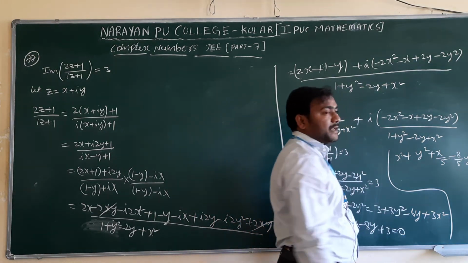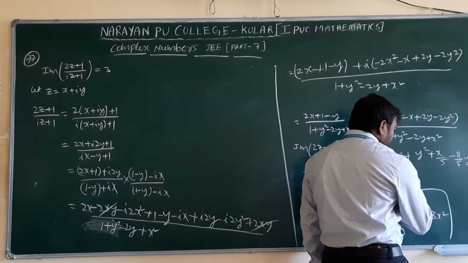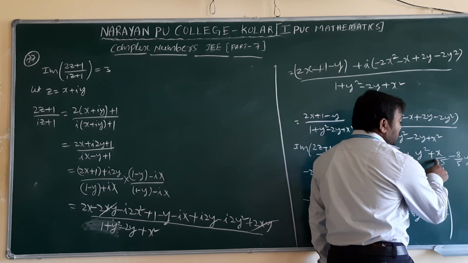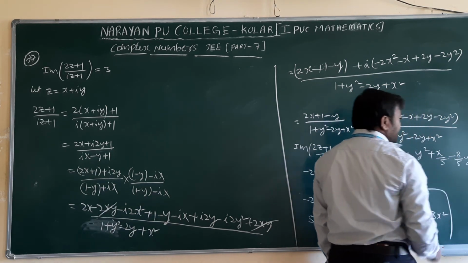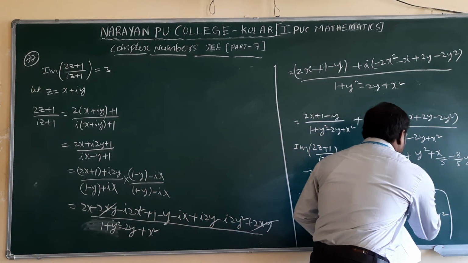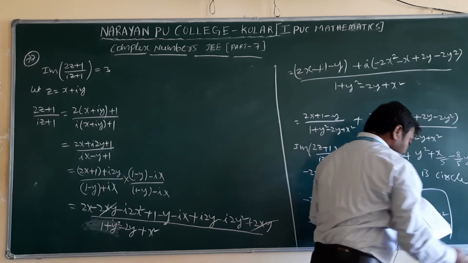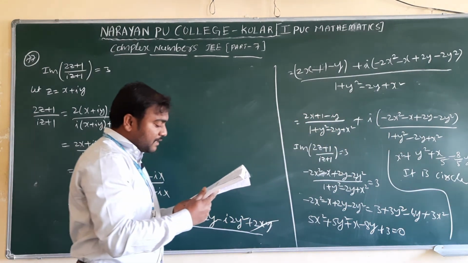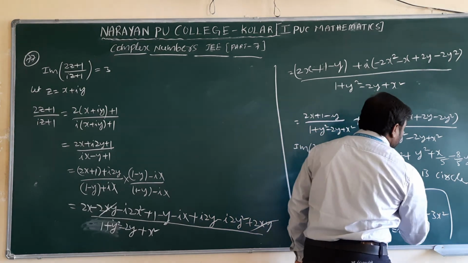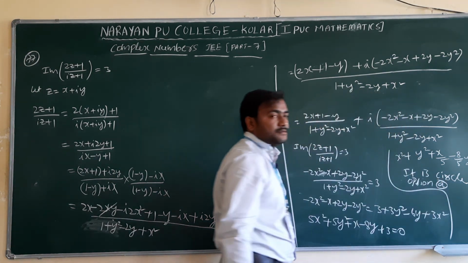If the center is (-g, -f), the general equation is x² + y² + 2gx + 2fy + c = 0. So it is a circle. Here option A is the correct option.